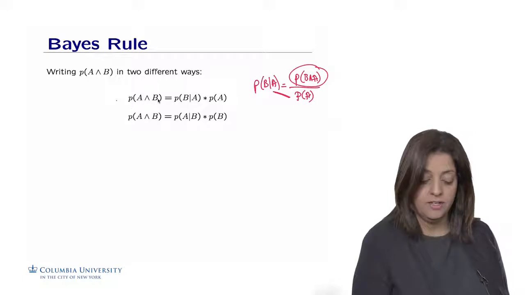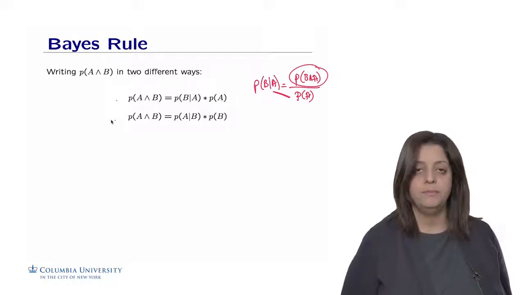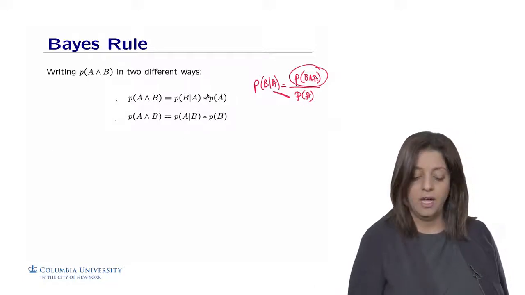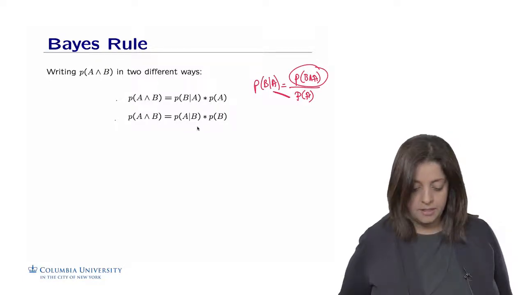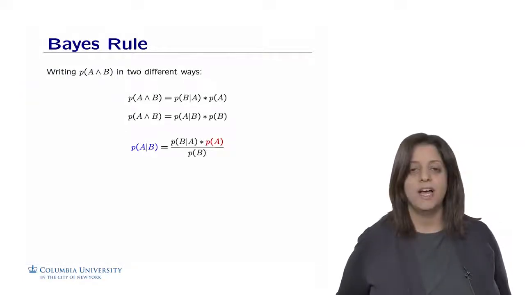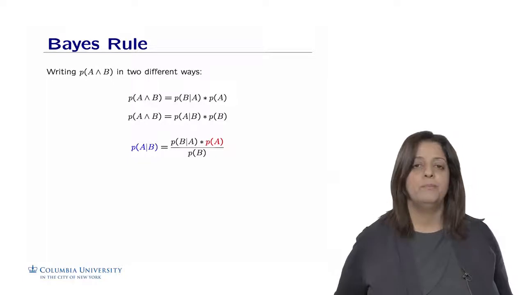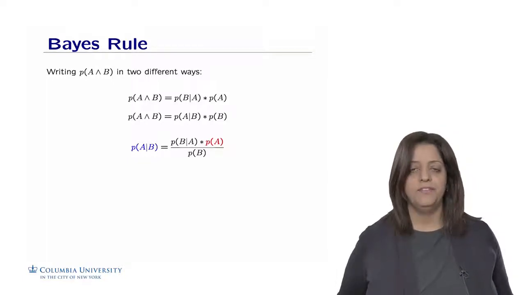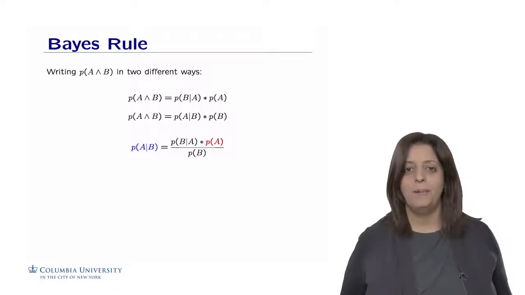So if we have P of A intersect B, we are writing P of A and B in two ways. We could put these two terms in equality, and in this case we are going to derive the rule that says probability of A given B is probability of B given A times probability of A divided by probability of B. This is what is known as the Bayes rule, a very useful rule in many applications.